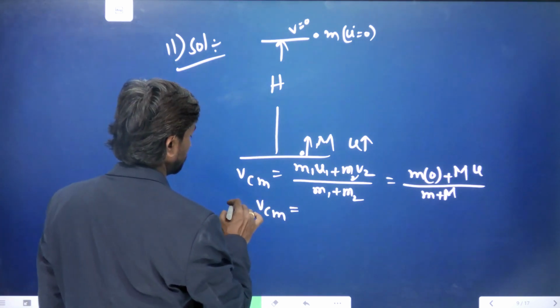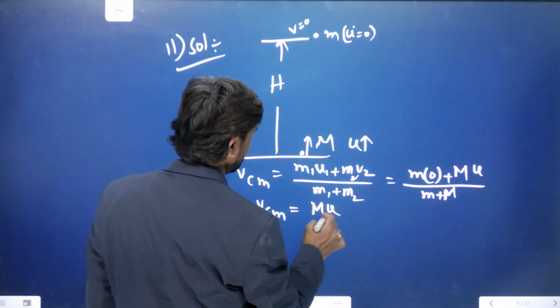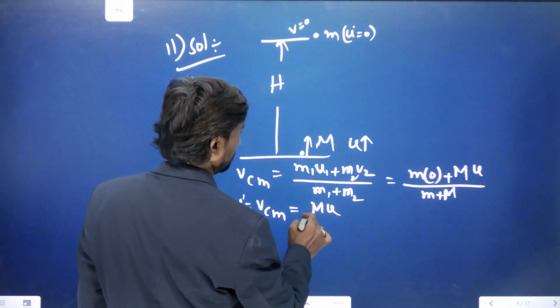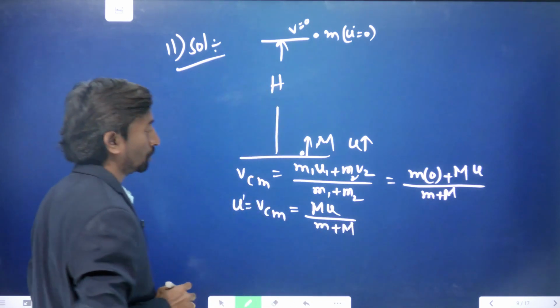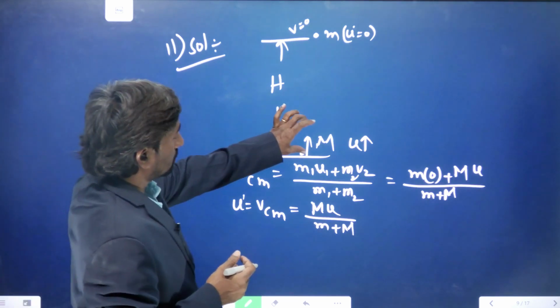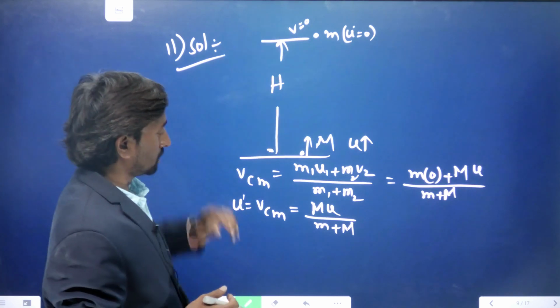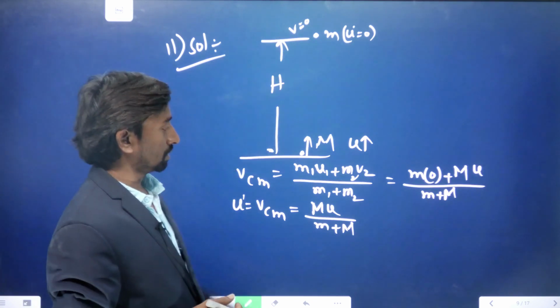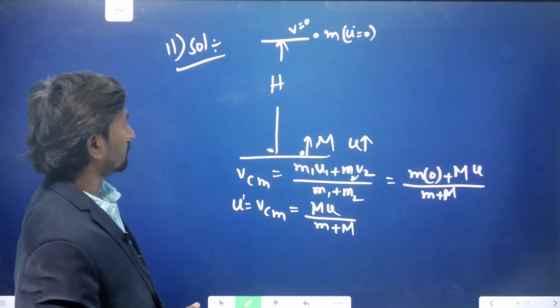Initial velocity of the center of mass, otherwise you can consider there u dash, so it is capital M into u, divided by small m plus capital M. No problem. So now the center of mass, if this one is thrown upward and comes downward there, the center of mass will be this plus the maximum height reached by the second body.